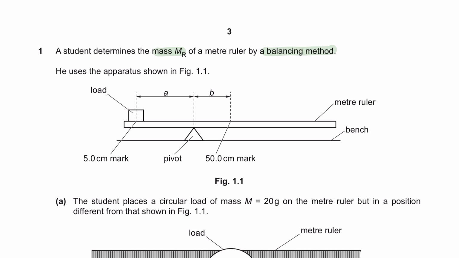As you can see here, we've got a meter ruler, meaning that it is 100 centimeter in length. You've got a pivot point here, the 50 centimeter mark in the middle, and the load being placed at a 5 cm mark. All of these are held on a bench.